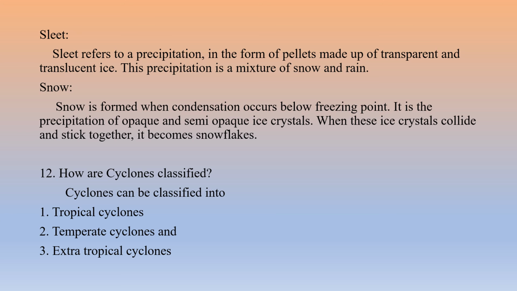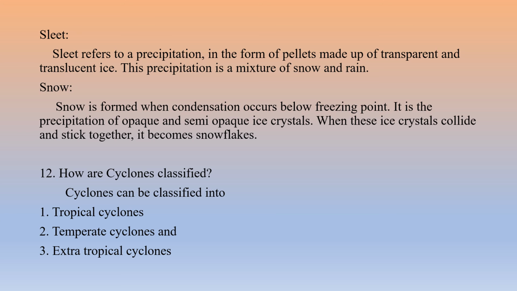It is a precipitation of opaque and semi-opaque ice crystals. When these ice crystals collide and stick together, it becomes snowflakes. So when the water is moving in the freezing point, it is turning into snow.